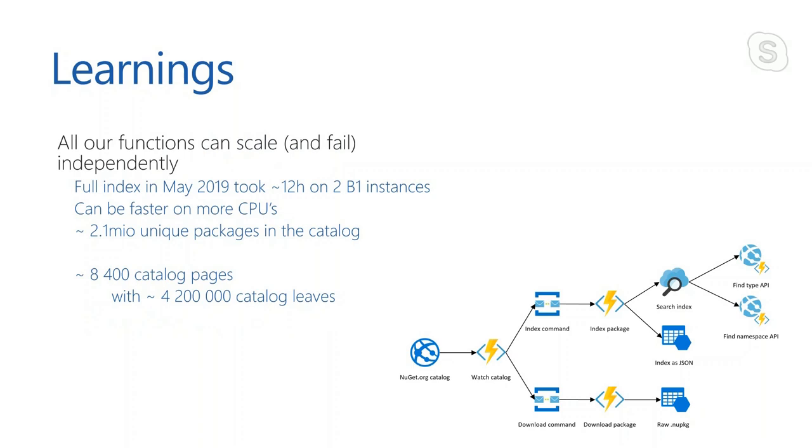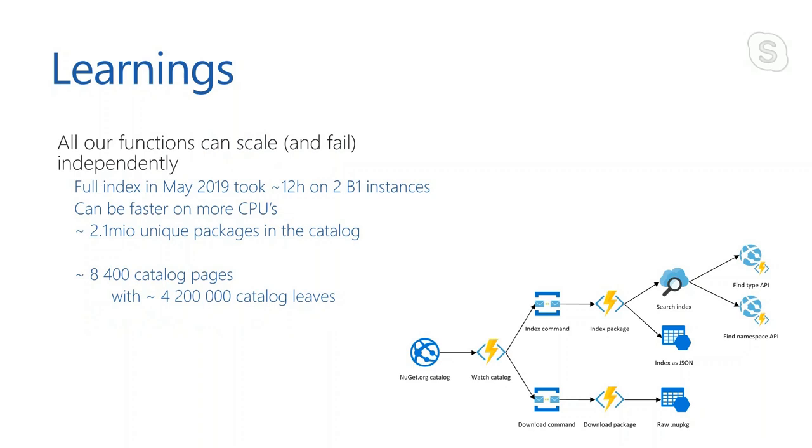We did a full index of NuGet.org in May 2019, so this year, and that took about 12 hours on two B1 instances. Now, if you're familiar with Azure instance sizes, the B1 instances are not very powerful, so it's still impressive that using functions, we were able to run this in 12 hours. While currently, I think it takes us about 2 weeks to run the entire indexing process on top of the OData feed that exists. So this is infinitely better. I think this can be faster on multiple CPUs and better machines, but 12 hours is still a huge step up from what we have currently.